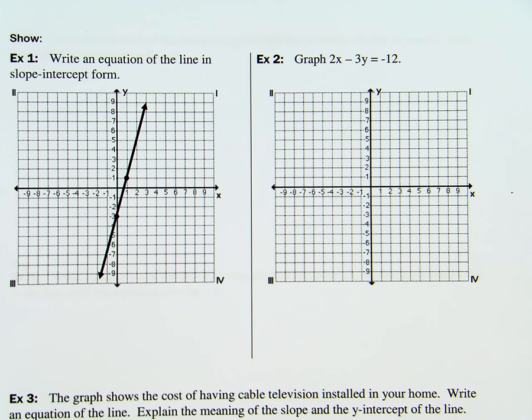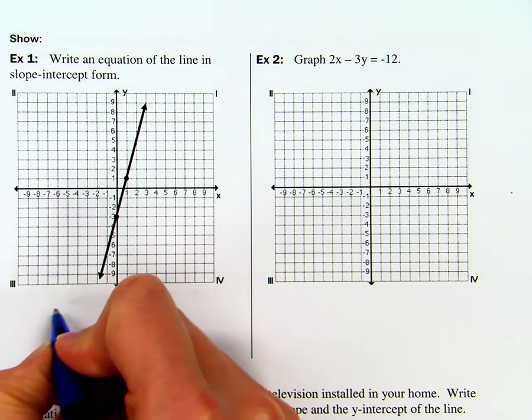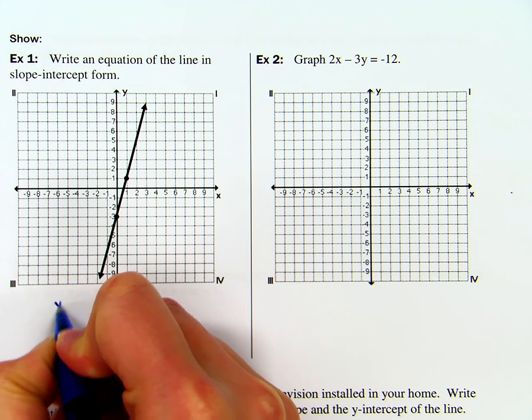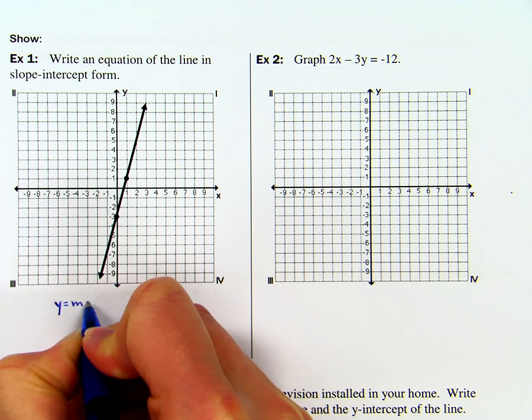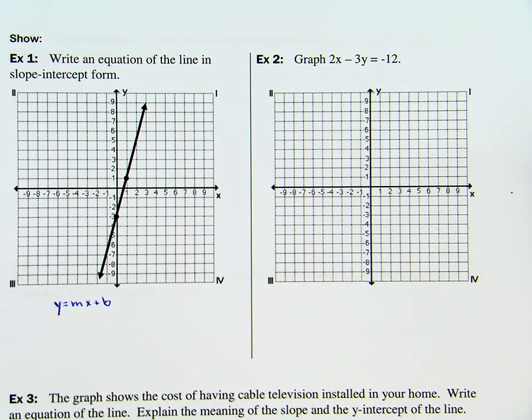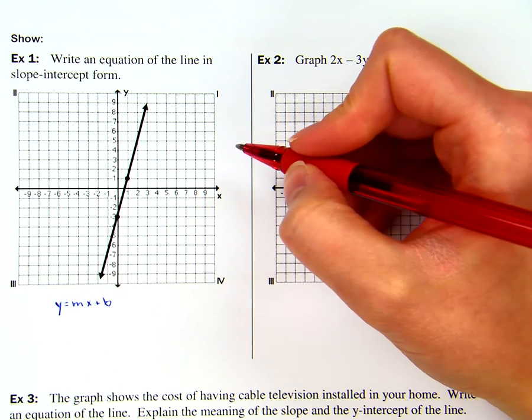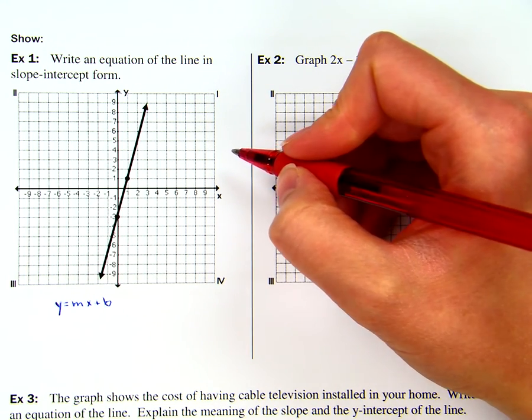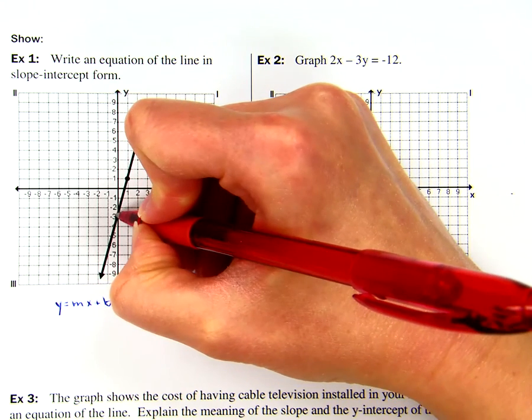Example 1 asks us to write the equation of a line in slope-intercept form. Well, we've just seen that our slope-intercept form is y = mx + b. So what we need to do is identify our slope and y-intercept on this line. Recall from the last section that slope is rise over run. So how high is the line going versus how far across is the line going? Well, let's take a look.